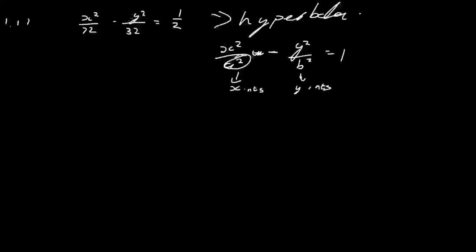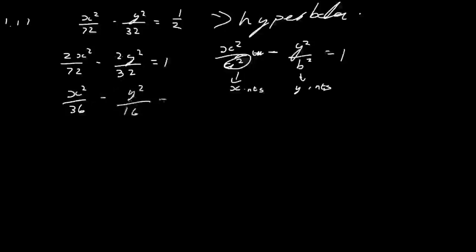So let's just get this into that form quickly. I want a 1 on the right hand side. So if I multiply through the whole equation by 2, then I'll have a 1 on the right. So I get 2x squared over 72 minus 2y squared over 32 equals 1. Then I simplify these fractions. 2 over 72 is the same as 1 over 36. So x squared over 36 minus 2 over 32 is 1 over 16. So y squared over 16 equals 1.